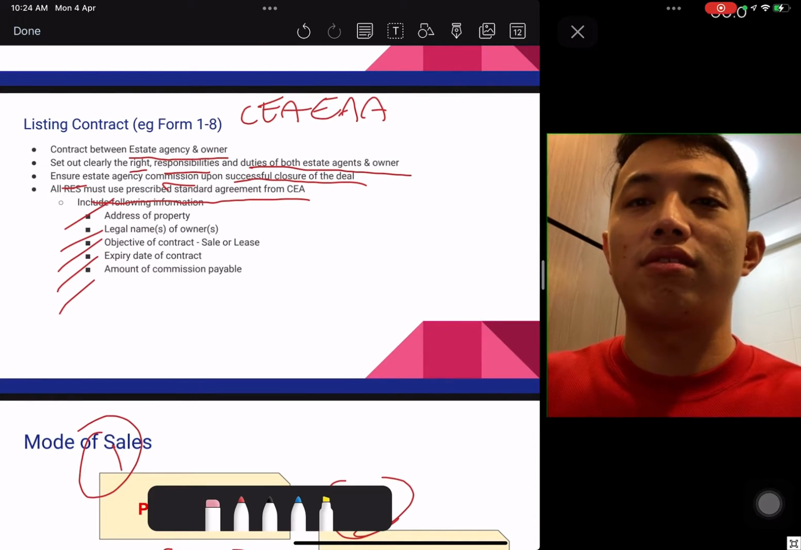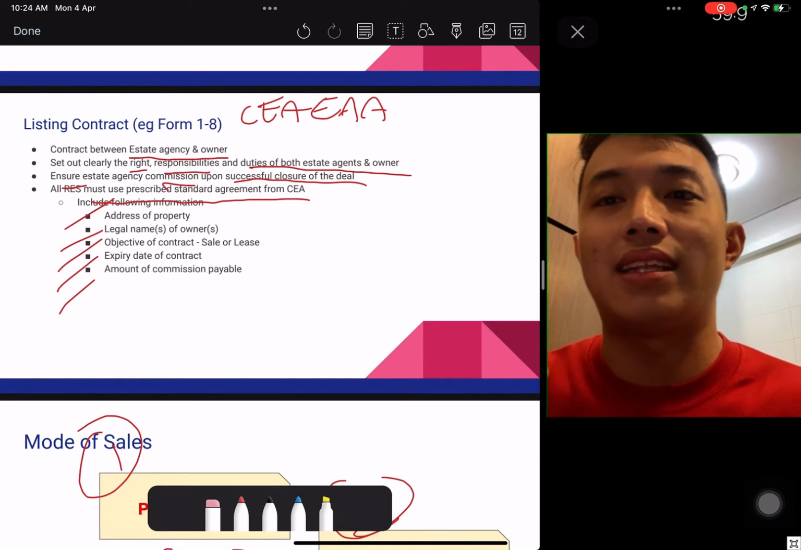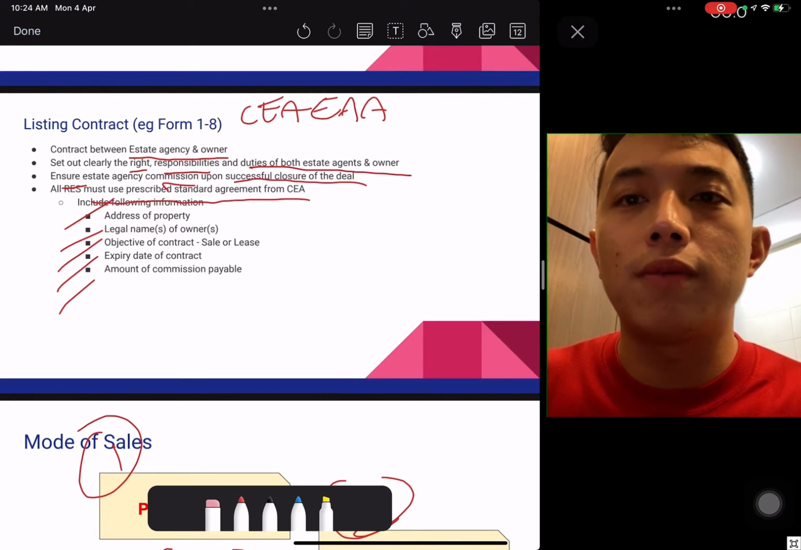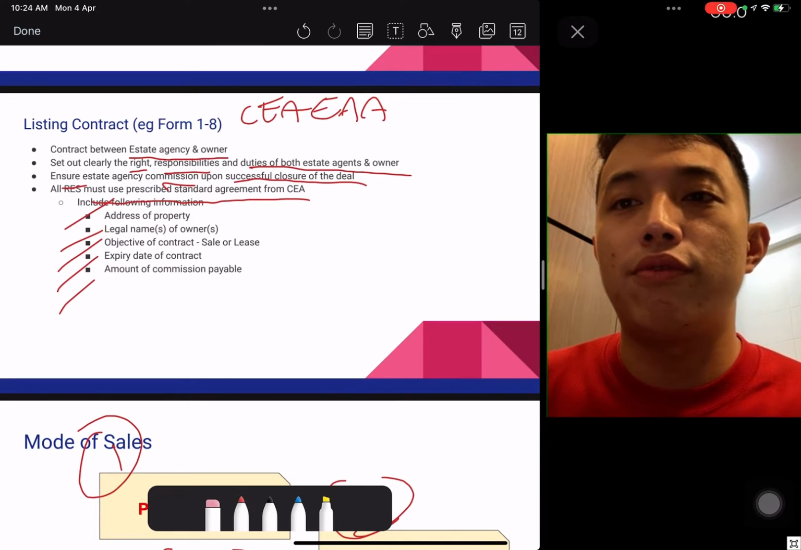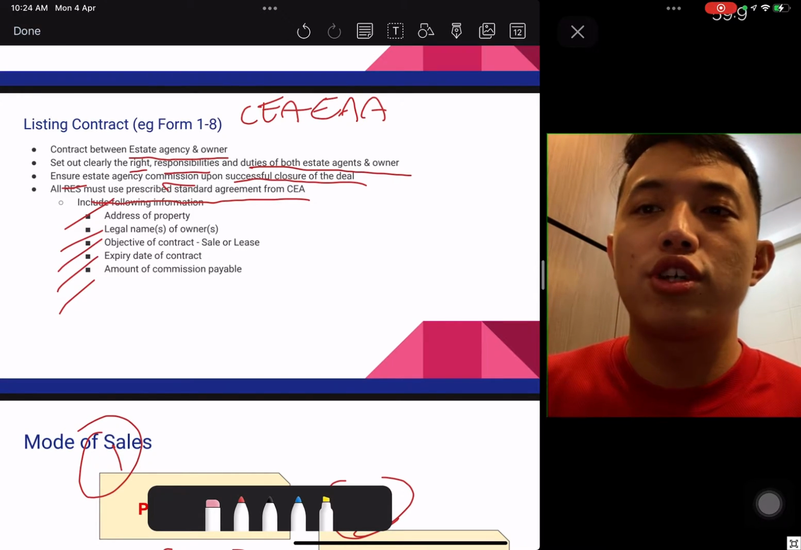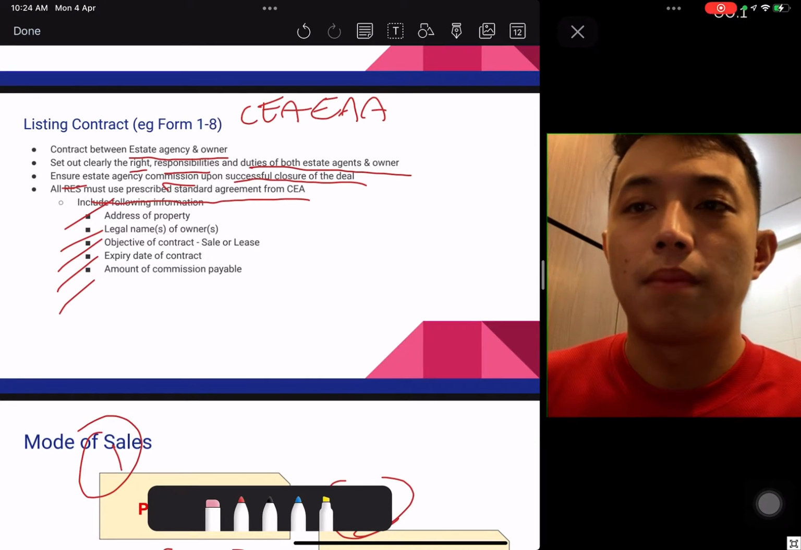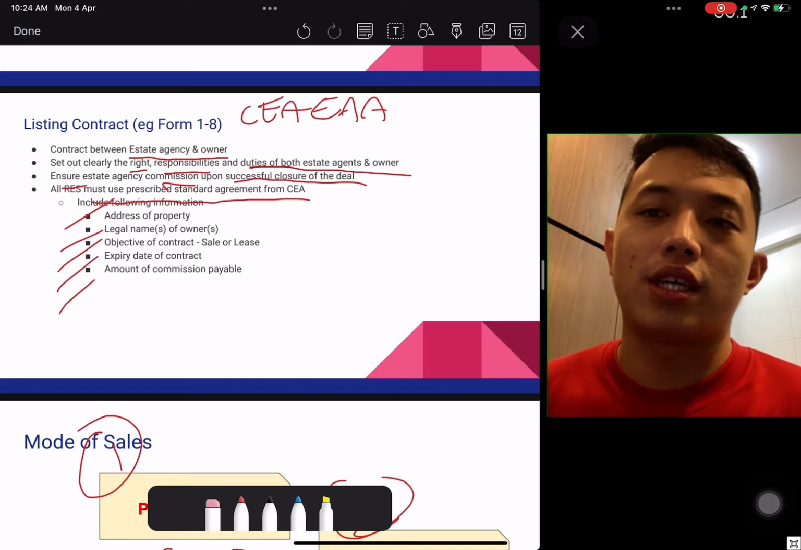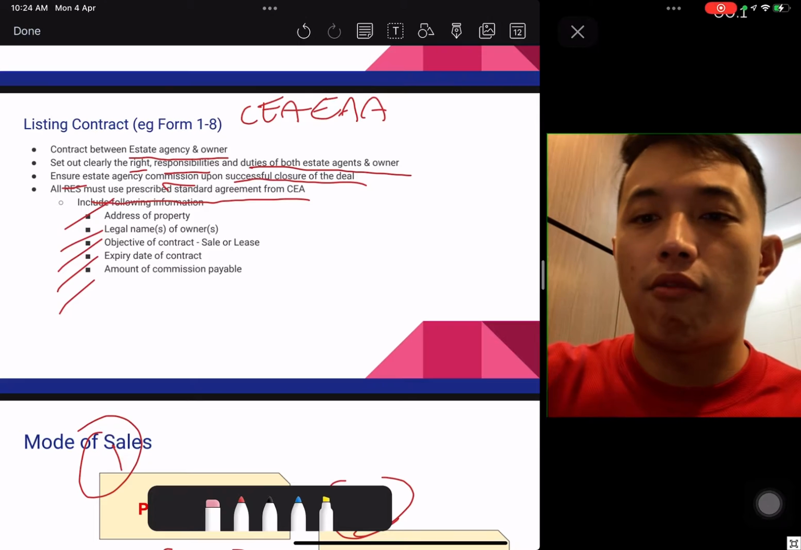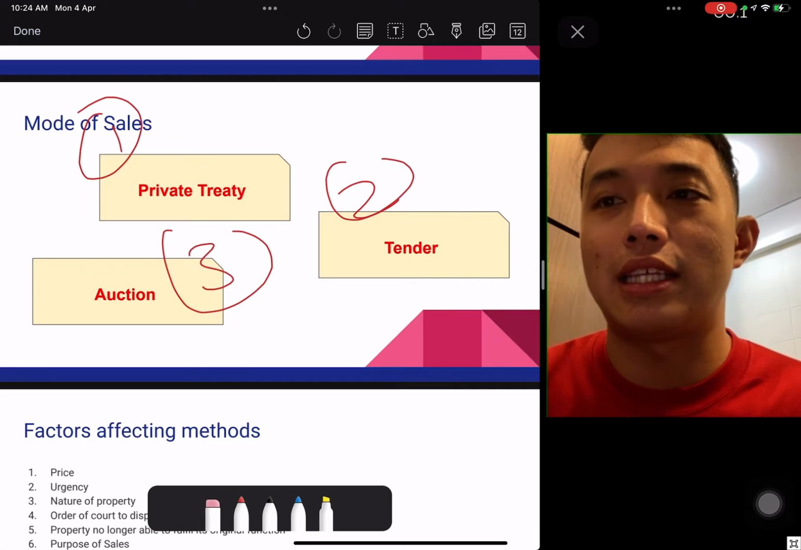So for this listing contract, the estate agency agreement is Form 1 to 8 prescribed by the CEA. It's a contract between the agency or the agents and the owner. It clearly states the rights, responsibilities and duties of the EA and owners, and the commissions upon successful closure. RES must use this form by CEA that includes information such as the address, the owners, the objective, the expiry date of the contract, and the amount of commission payable. So always get your clients to sign before you do these things, okay?